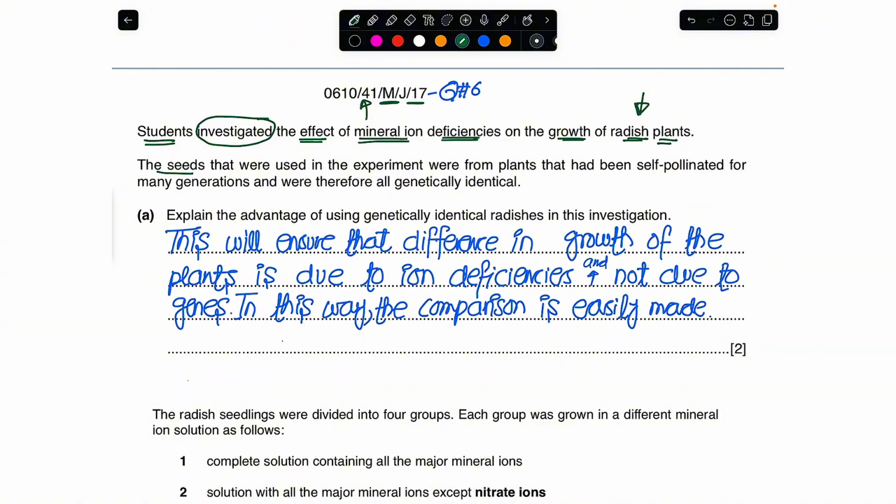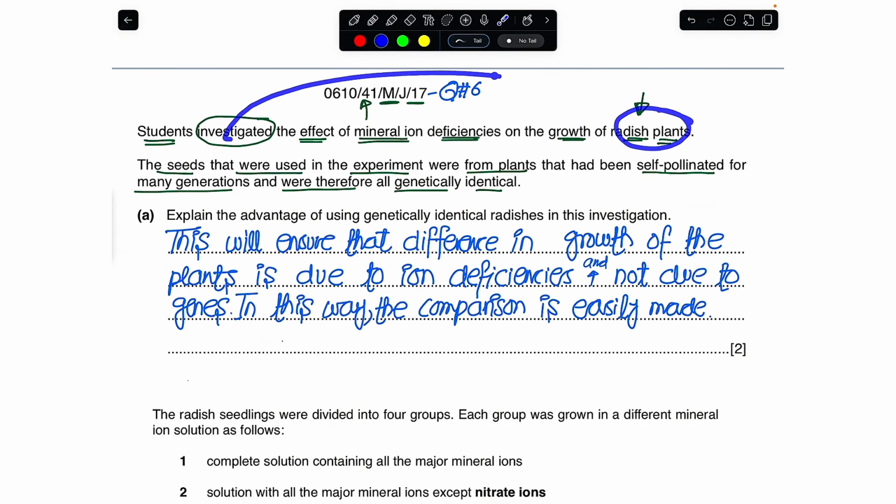They say the seeds that were used in the experiment were from the plant that had been self-pollinated for many generations and were therefore all genetically identical. Like the radish plant on which I am doing the investigation, they would be grown from seeds that would be self-pollinated, and that would mean that all of the plants would not have any of the genetic variations in them.